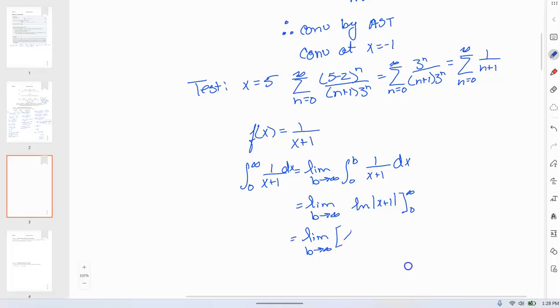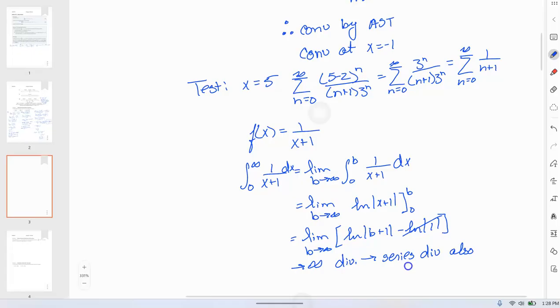Fundamental theorem of calculus is next. Ln absolute value of b plus 1 minus the ln absolute value of 0 plus 1, which is 0. Ln of 1 is 0, so that's going to go away. As b gets bigger and bigger, that limit is getting larger and larger, so the integral diverges, which means that the series diverges also.